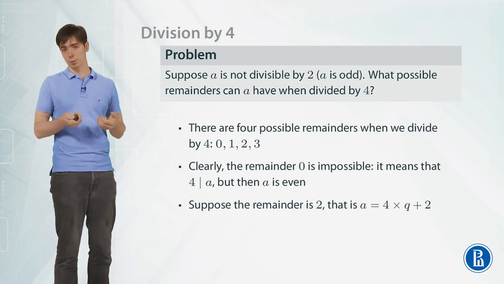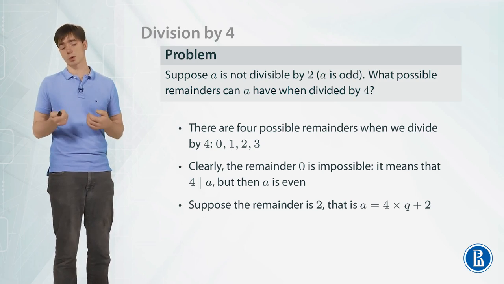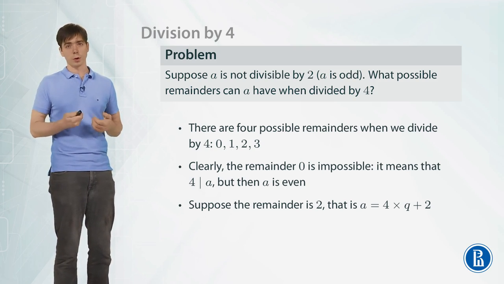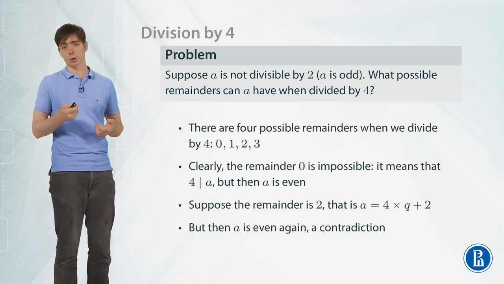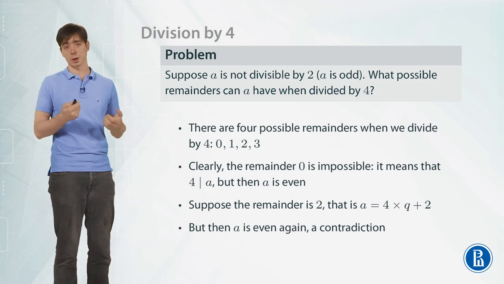Okay, there is one more similar case. Consider the remainder 2. So suppose a has remainder 2 when we divide it by 4, so a has the form 4 times some q plus 2. Note that here a is also even. Note that 4 times q is even and 2 is also even, so the sum of these numbers is also divisible by 2. So this is also impossible since we know that a is not divisible by 2.